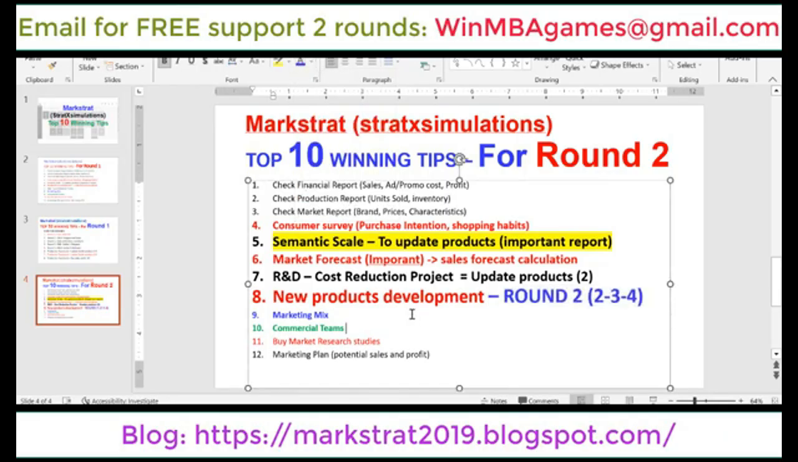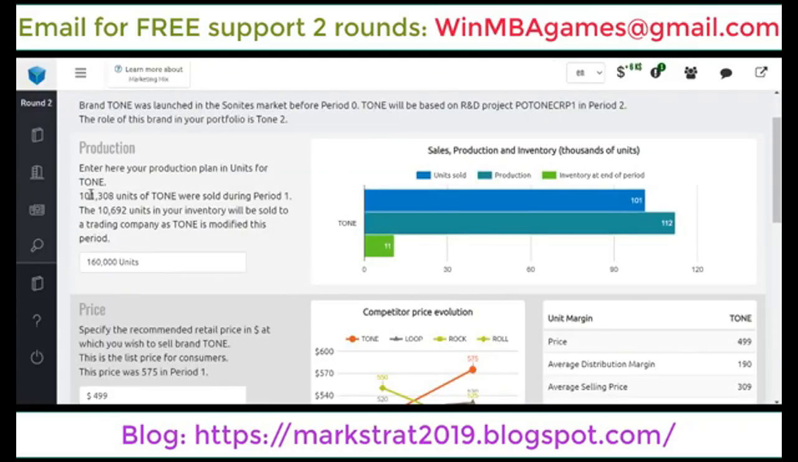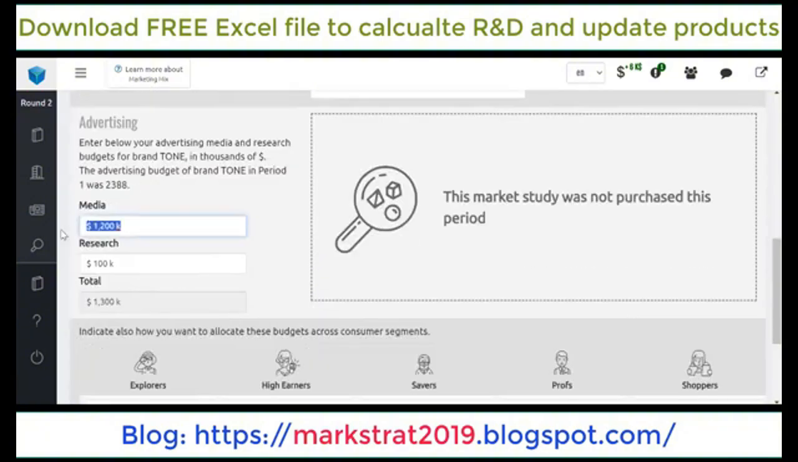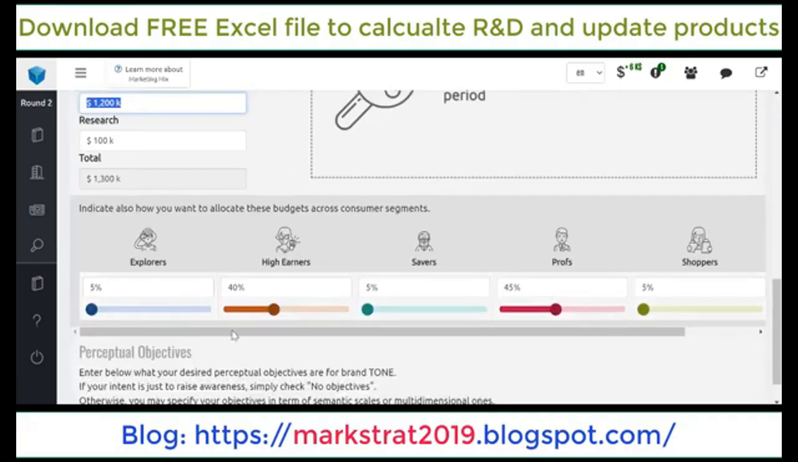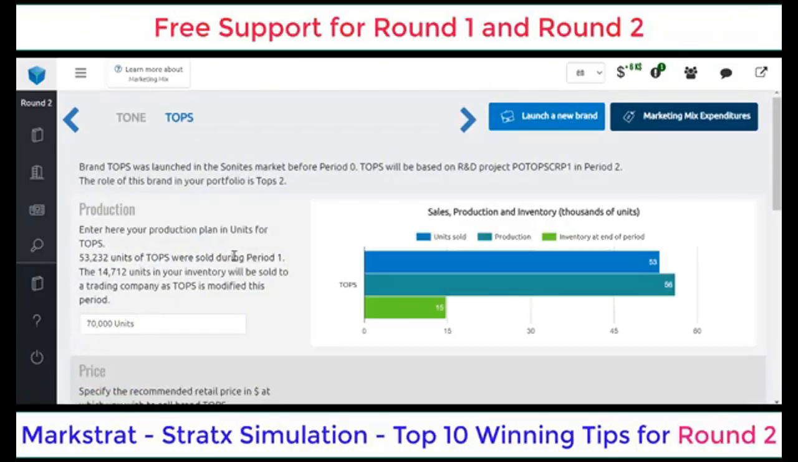Launch a new product. And marketing mix and conversion team, and buy market research studies, marketing plan. I show you now, right? So for the marketing mix here, we go back again. Of course, I just show you. We check that again. Here you come from the market focus, and also we have the good price here for 99. So if you want to sell better, we can sell for 89. You still have very good margin here, right? So that's okay. And we lower the budget because we try to get some budget for R&D this time. So high earner and professional here we focus. That's good, right? We check again for the tops.